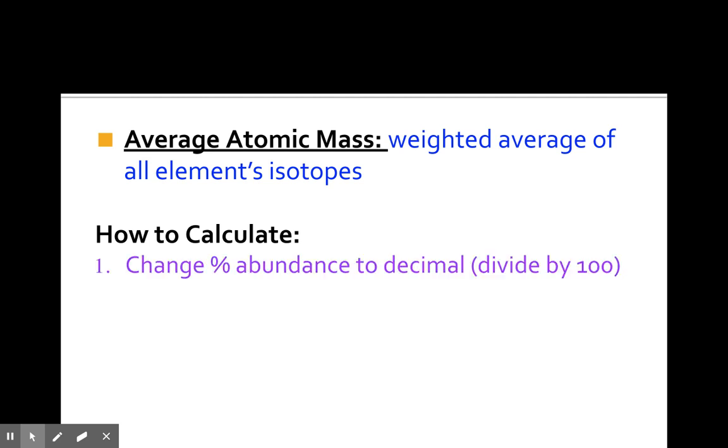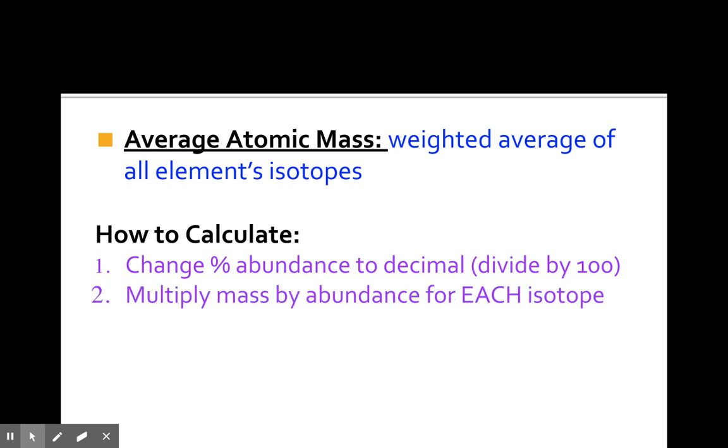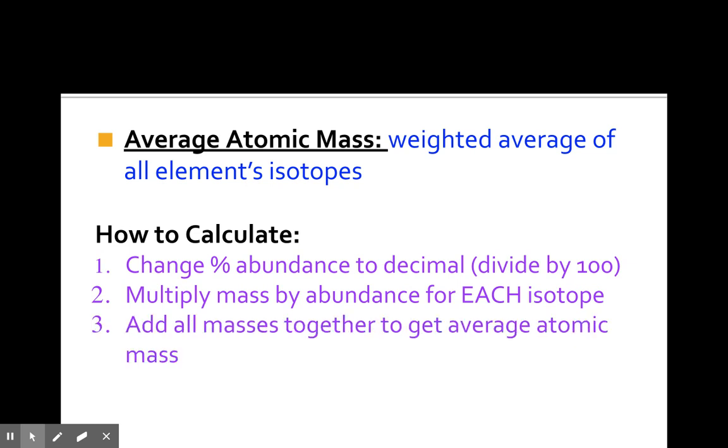Here is the formula for how to calculate it. There are 3 steps. The first step is you take the percent abundance and you change it to a decimal. To change a percent to a decimal, you divide by 100, which is the same thing as moving the decimal 2 places to the left. The second step is to multiply the mass given in the problem by that percent abundance as a decimal for each isotope separately. Step 3 is to add all the masses together to give you your average atomic mass.